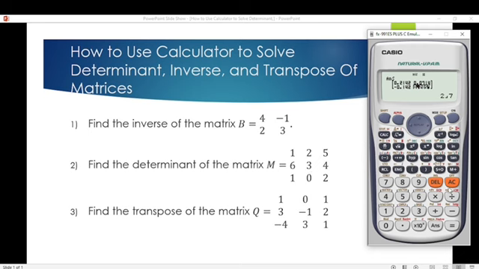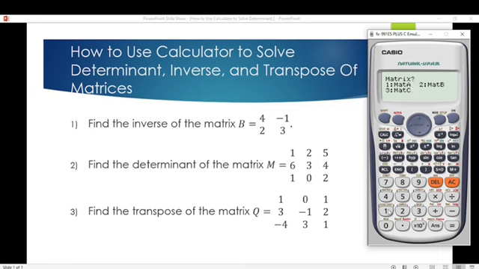So we will press on AC. Since the calculator is already in the matrix mode, we don't need to stress ourselves and press on mode again. We just press on Shift, then number 4, which is written on top as matrix. After that, we press on number 1 to input the matrix into it. You remember that we placed matrix B for the first question in Mat A, so we can still do it that same way.